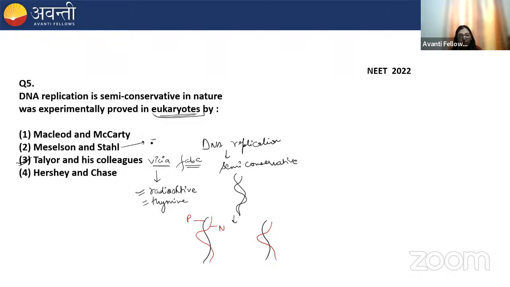Meselson and Stahl, they work on E. coli, and they use N14 and N15 isotope, nitrogen isotope. Remember this. The question is asking about the eukaryote. So Taylor and his colleagues, they work on Vicia faba, and Meselson and Stahl, they work on E. coli. And E. coli is a prokaryote.